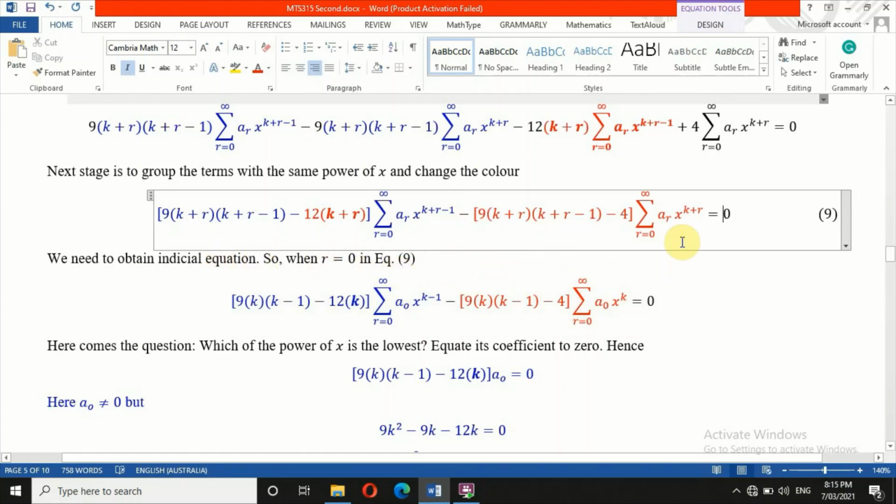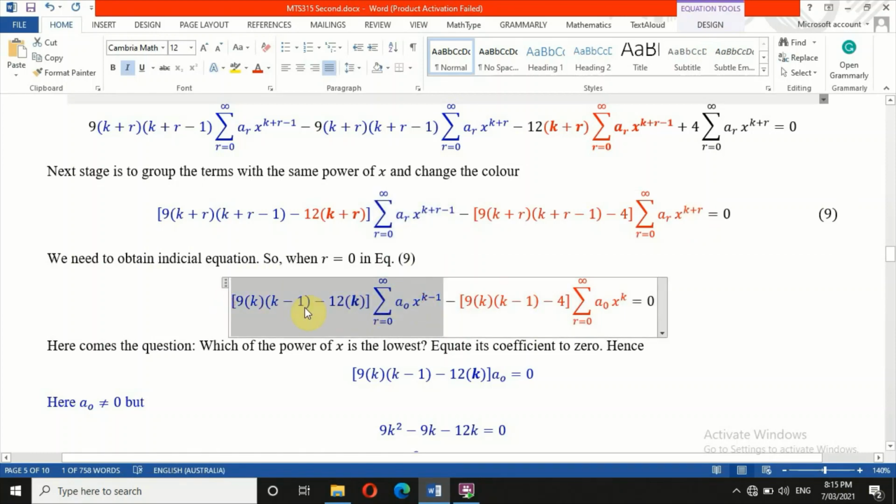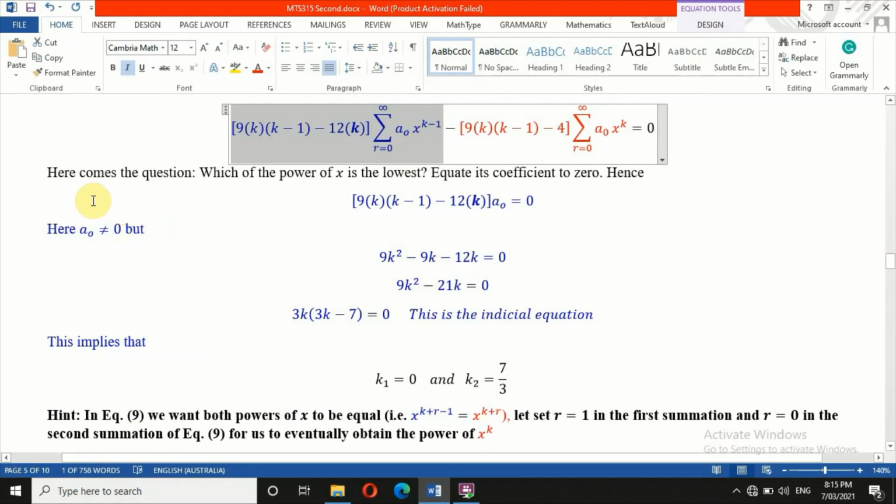We are setting r equals to 0 everywhere in equation 9. So by the time you set r equals to 0 everywhere, which one is the lowest power? You see that by the time you put 0 here, this one will give me x to the k minus 1. By the time you put 0 here, this one will give me x to the k. Definitely, x to the power k minus 1 is lower than x raised to the power k. So we are picking this one here. So we set the coefficient of this one equal to 0. Now look at the way I put it in my lecture. And I said, here comes the question. What is the question? Which power of x is the lowest? Equate its coefficient to 0. Hence, we set this coefficient here equal to 0, including a naught. In this case, remember that a naught is not 0, but the others equal 0.